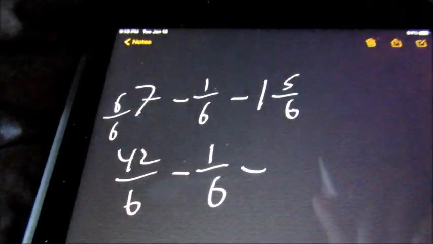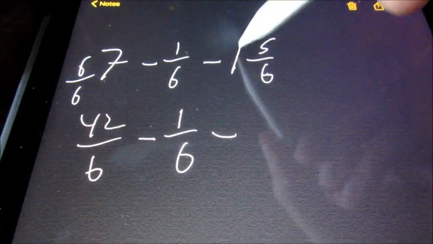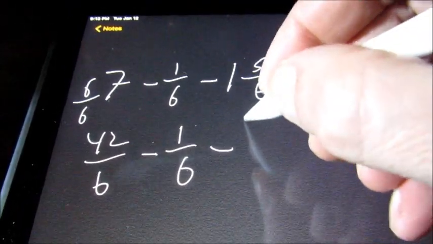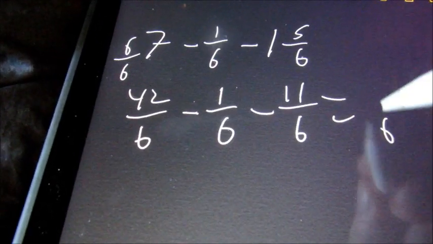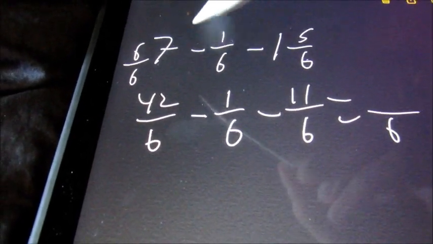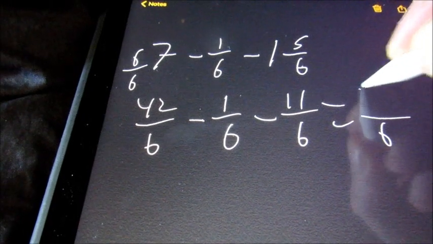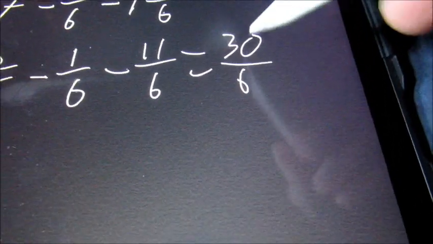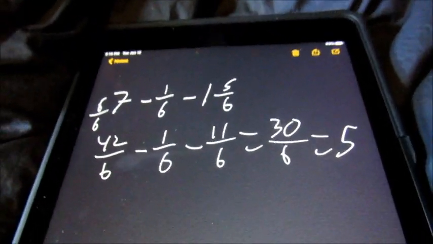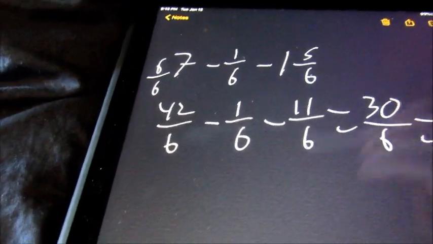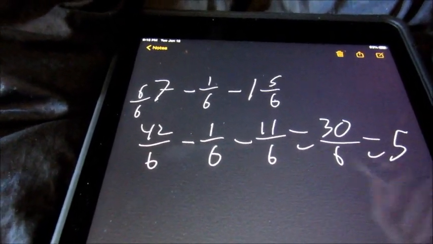1 over 6 minus, I'm going to say 6 times 1 is 6, plus 5 is 11 over 6. So now I have 6 in the denominator, and I can just subtract 42 minus 1 minus 11, and I will get 30. But now 30 divided by 6 equals 5. So for me, that was the easiest way to do this one. You may want to do it one of the other ways, and that's fine.